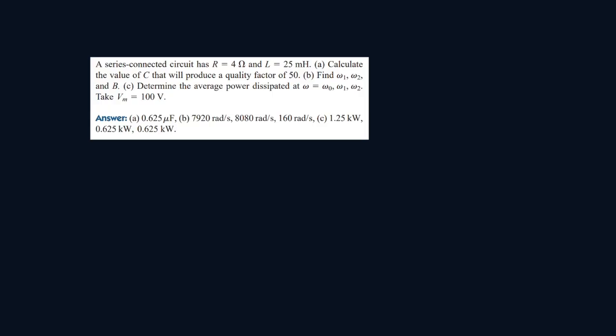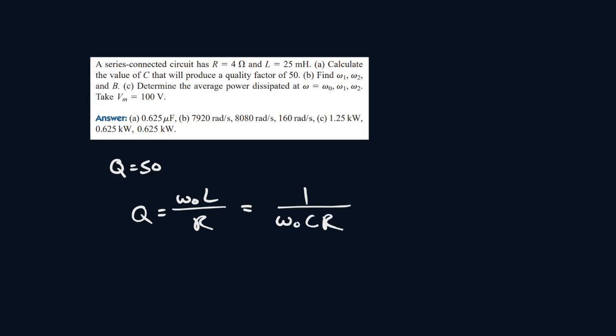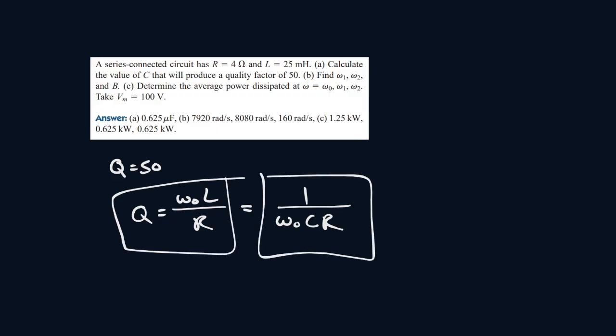So we want a quality factor of 50. So what we can do is use the following formula. We know Q for a circuit in series is equal to omega O times the inductance all over the resistance, but it's also equal to 1 over omega O times the capacitance times the resistance. So let's solve for this part first, and then we can work our way onto this part.